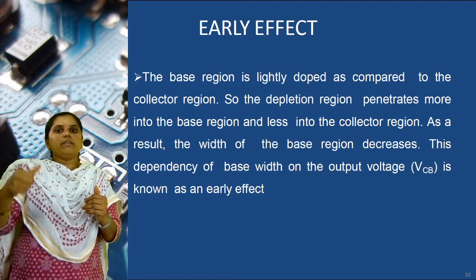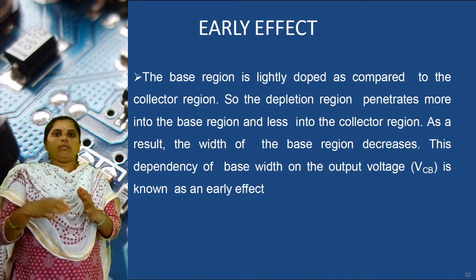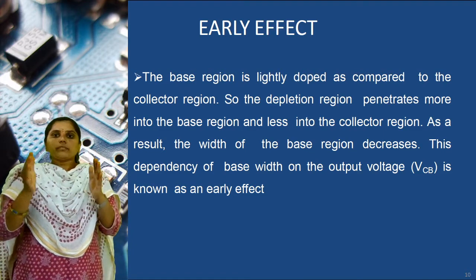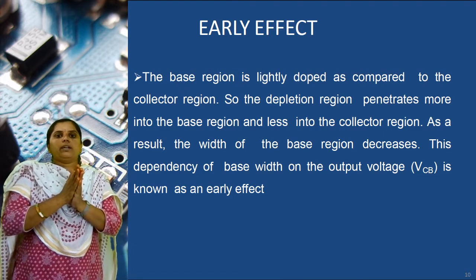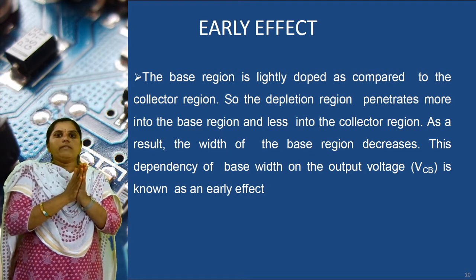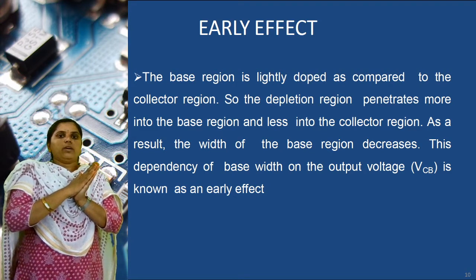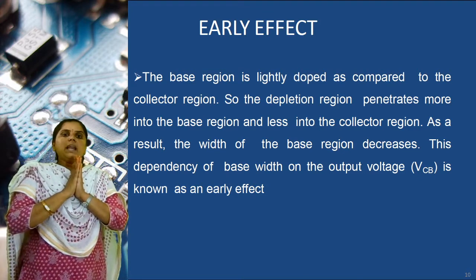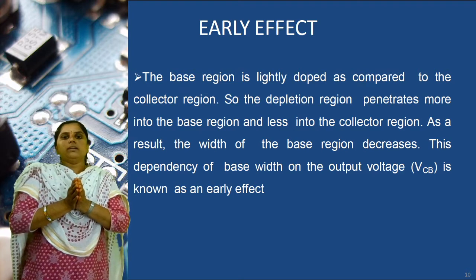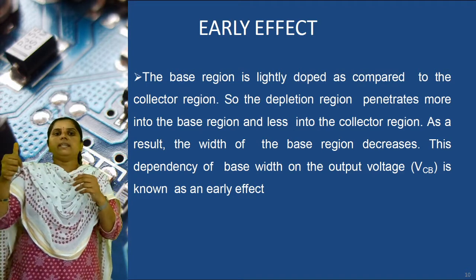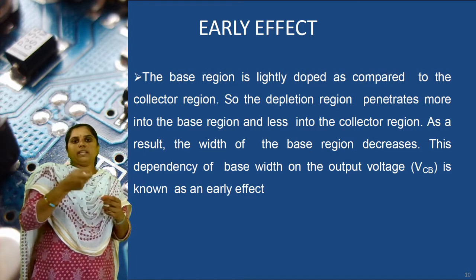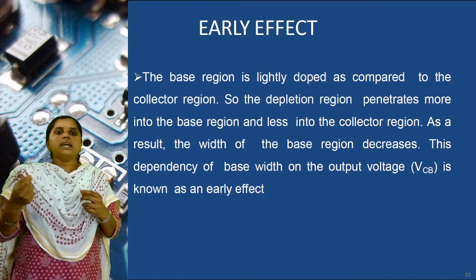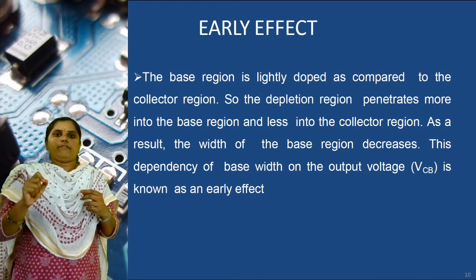If we apply voltage to the collector junction, the junction width decreases towards the base side, so the width of the base region decreases. Clear? If the output voltage increases, the base width decreases. This dependency of the base width on the output voltage is known as the early effect.